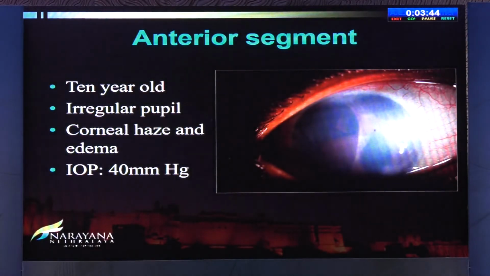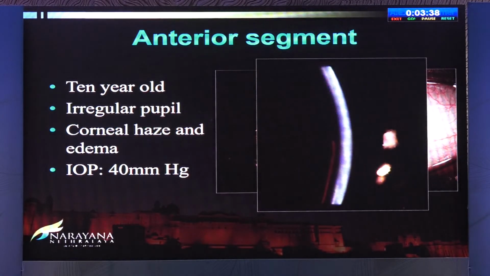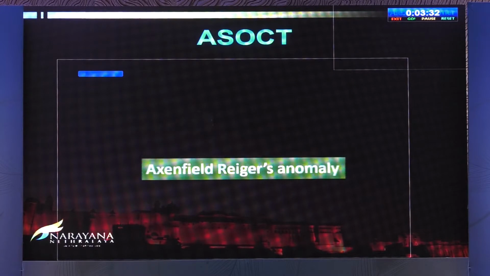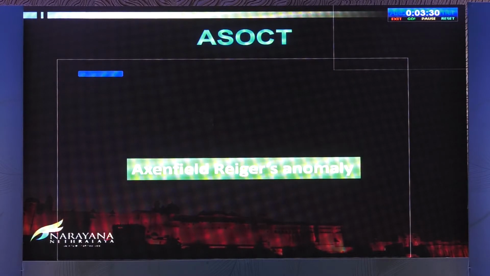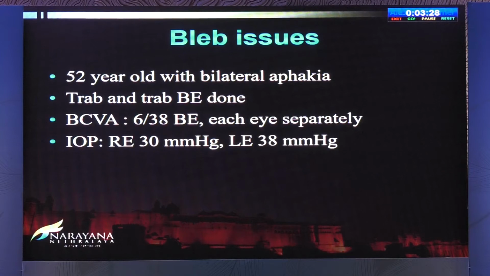Now, some of the clinical examples. This is a patient who was 10 years old, and we were not sure whether it is CHED or glaucoma. And when you look at the ASOCT picture, I'm sorry, the pictures are not coming here. So we could figure out that this is Axenfeld-Rieger anomaly. Bleb issues can also be dealt with by looking at the ASOCT.